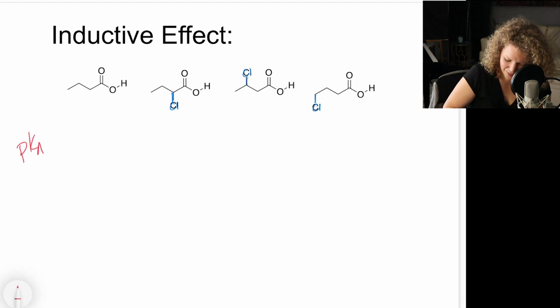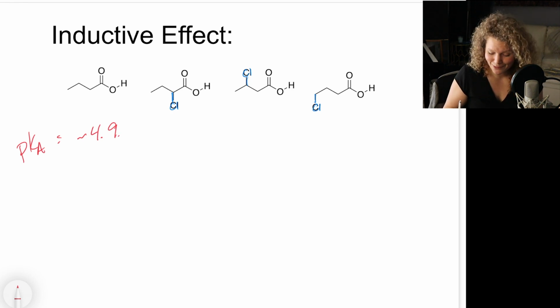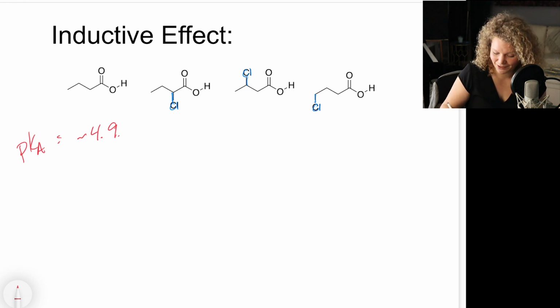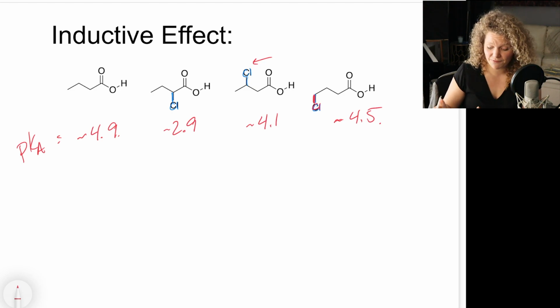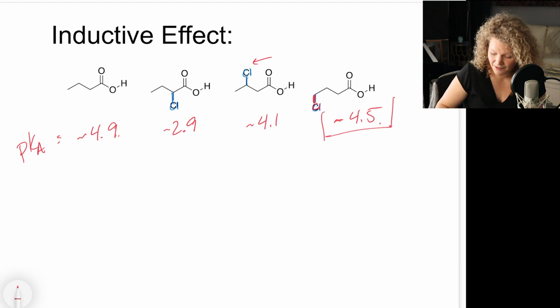So let's just fill in the pKa's here. So for butyric acid, the pKa is around 4.9. If I put a chlorine right beside the carbonyl here, the pKa is around 2.9. Now, if I move it down 1 carbon, the pKa jumps back up. It's around 4.1. And then it jumps up even further to 4.5, okay, if I move that chlorine 1 more carbon away. So the inductive effect still is in place, okay?